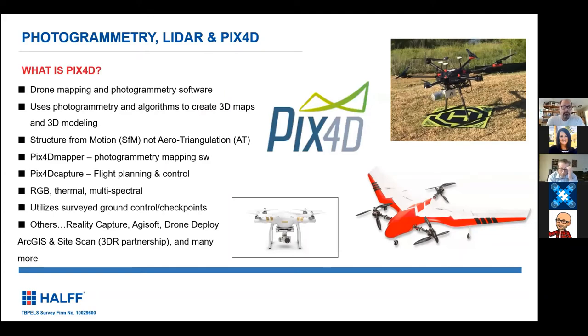So Pix4D employs structure from motion rather than aero triangulation. As a photogrammetrist, I'm accustomed to working with aero triangulation, which is essentially taking photo identification points that can be seen in multiple images, or in several images or all of the images together. Whereas structure from motion is taking that point cloud data that's already there of the entire area and using that to orient itself, or to calibrate itself, is kind of the easiest way to describe the difference between those two.